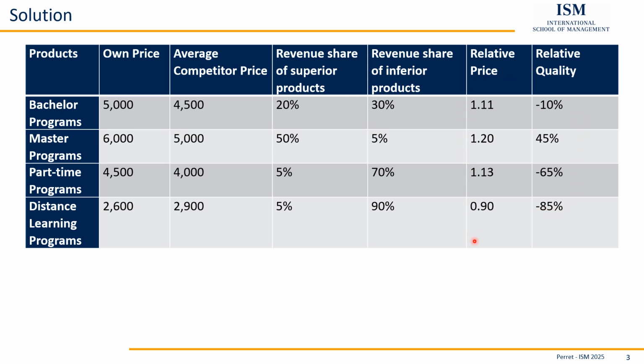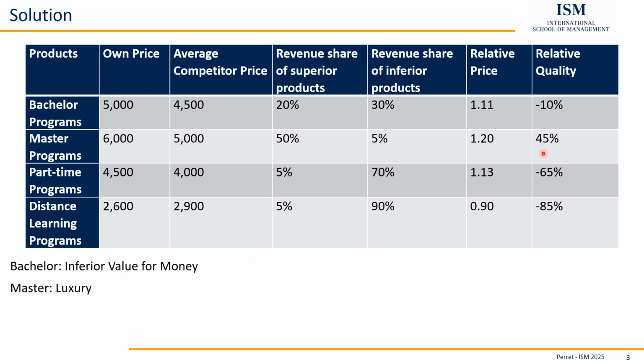With this information, I'm then ready to do my assignments. So I can start with the bachelor programs. Here I charge prices higher than the competition, whereas on average I'm rated worse. So here I have superior value for money, inferior value for money, sorry.